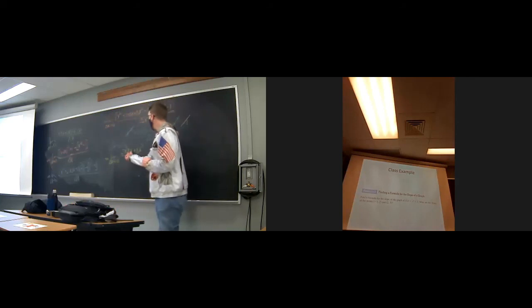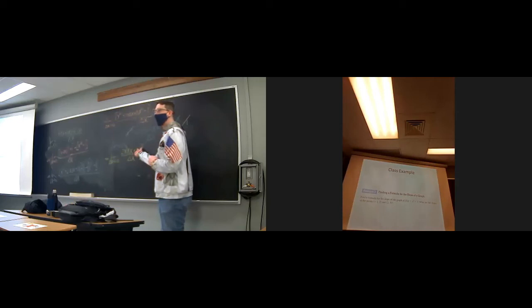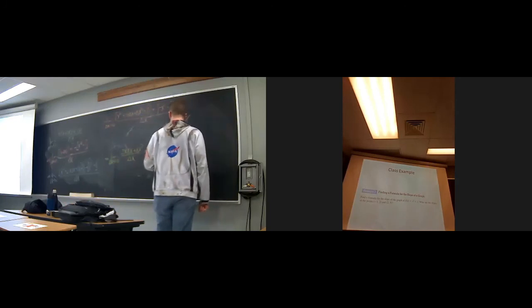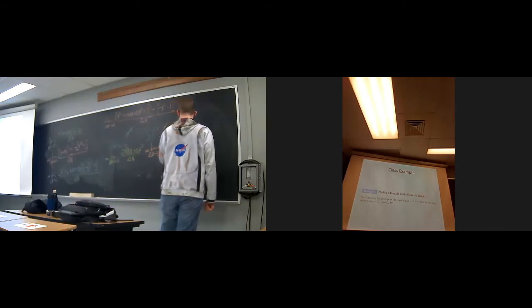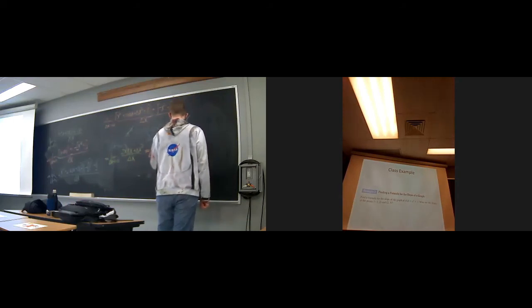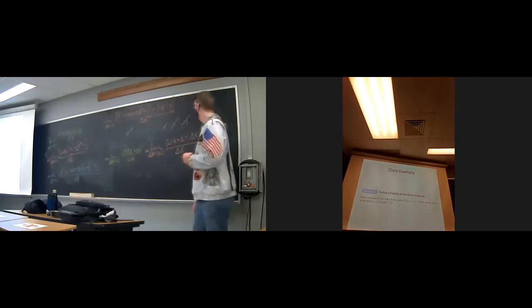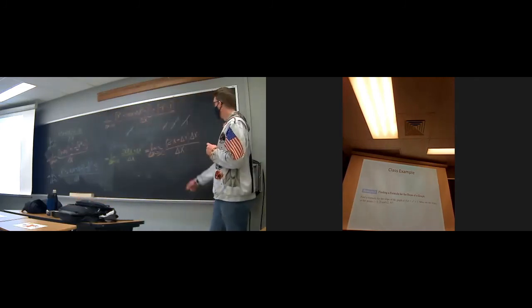So now we're going to factor out this delta x from both terms. Agreed? We're going to have the limit as delta x goes to 0 of the quantity 2x plus delta x times delta x divided by delta x. Check it out, these delta x's are going to cancel.